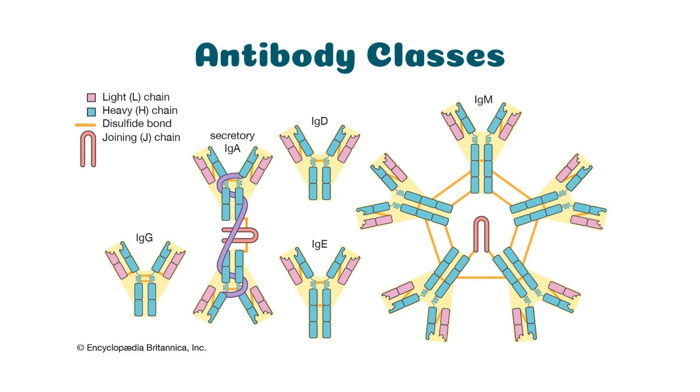We have five classes of antibodies: IgM, IgD, IgE, IgA, and IgG. Starting with IgM, which is a pentamer. It has 10 binding sites, as you can see here. They are produced in the primary immune response. They activate complement, and at the same time they can be a B cell antigen receptor.